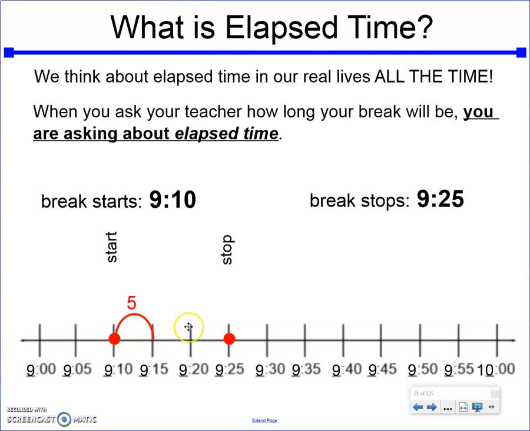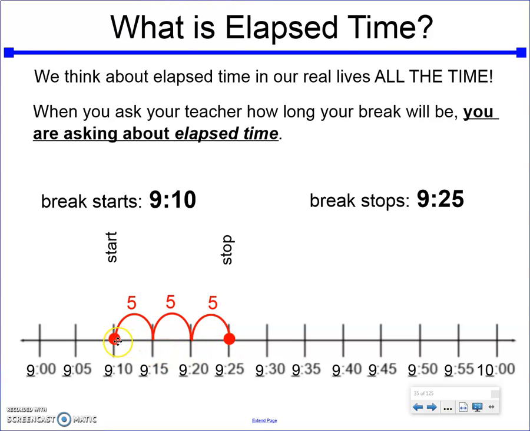Now we'll go ahead and go from 9:15 to 9:20. Again, that's 5 minutes because there's 5 minutes between each of the tick marks on this number line. Now we'll go ahead and go from 9:20 to 9:25. And again, that's 5 minutes because it's 5 minutes between each of the tick marks on this number line. We have made it all the way to our stop time, so we are not going to continue jumping. There would be no reason to. We've already gotten to the end of our break.